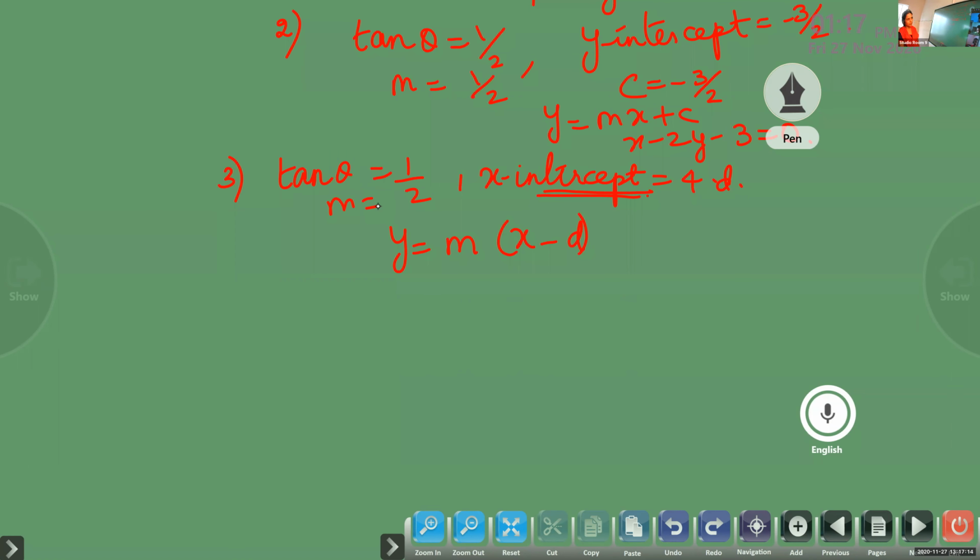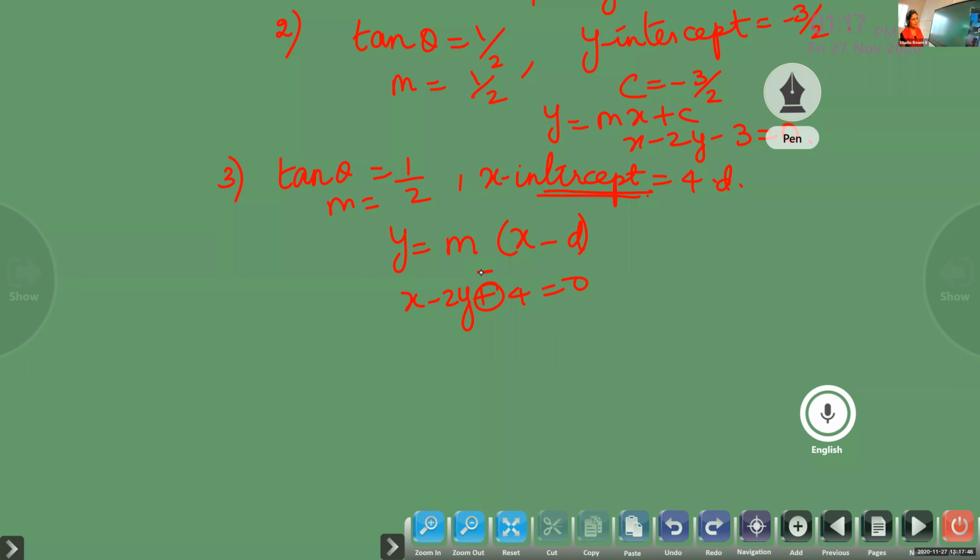Shubham, can you give the answer? Ma'am, x minus 2y plus 4 is equal to 0. Can you repeat? X minus 2y minus 4 is equal to 0. Punya, what is the answer? Same, ma'am. Minus 4 or plus 4? Minus 4. So x minus 2y minus 4 is 0.